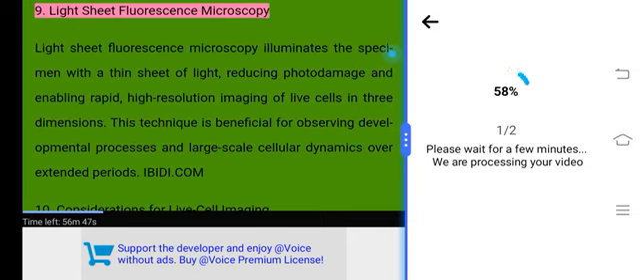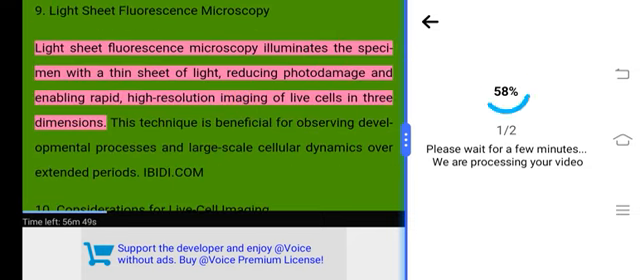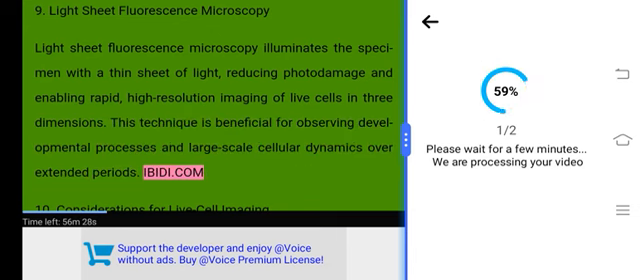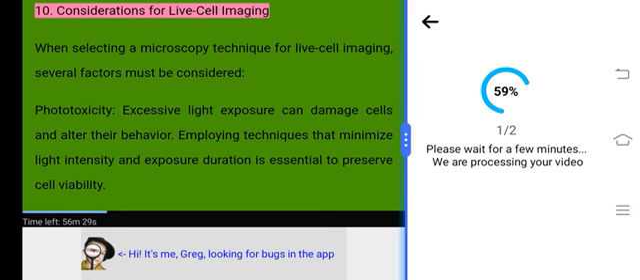Abidi, com. 9. Light sheet fluorescence microscopy. Light sheet microscopy illuminates the specimen with a thin sheet of light, reducing photo damage and enabling rapid, high-resolution imaging of live cells in 3 dimensions. This technique is beneficial for observing developmental processes and large-scale cellular dynamics over extended periods. Abidi, com.